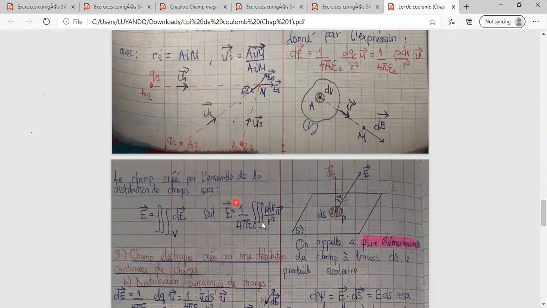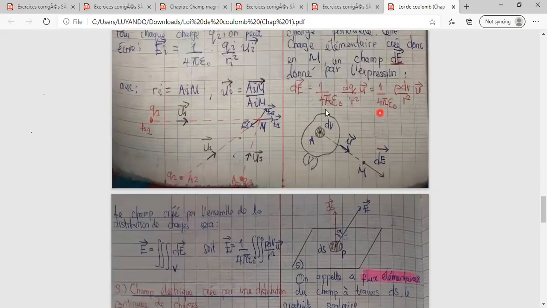I repeat, this does not mean that we're supposed to integrate it 3 times, but this is just a representation, them trying to tell us we're integrating over V. So there's volume involved somewhere. For us to have E, we have to integrate the dE. So we have our E, we've been given our dE, I mean.